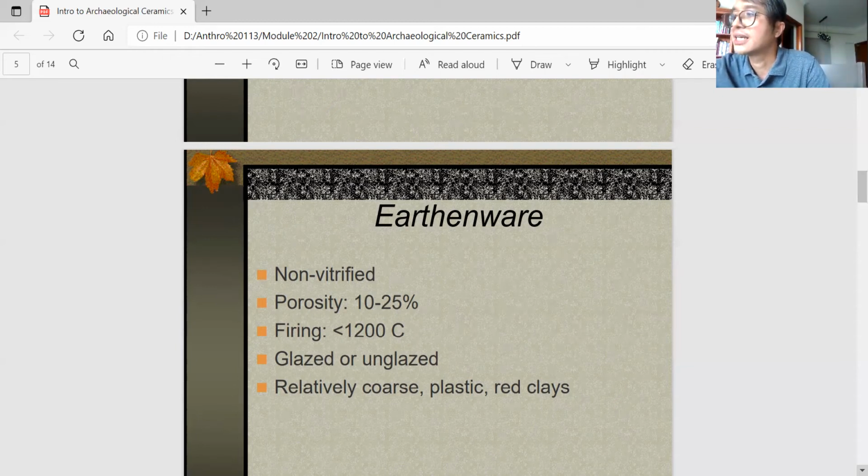It is shiny. Okay. So earthenware is relatively made from coarse plastic and red clays, especially in the Philippines.